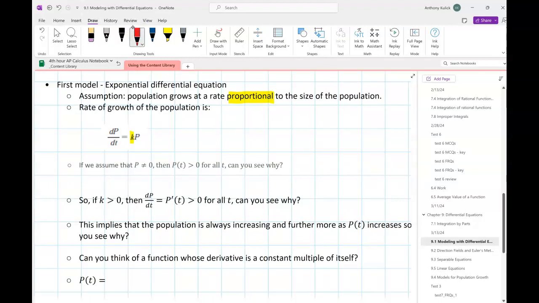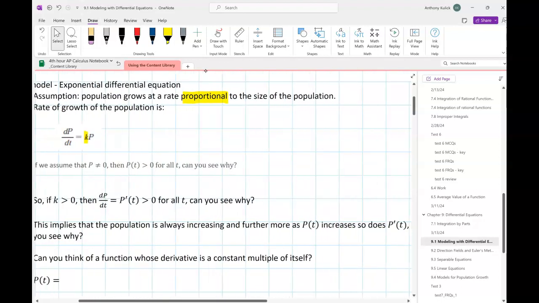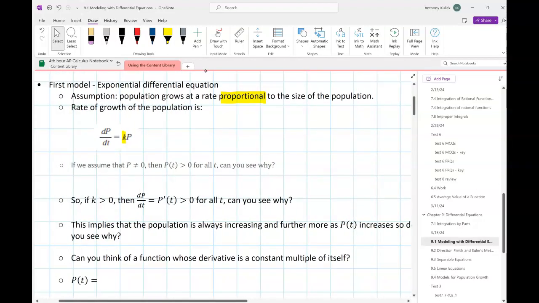So, assuming that this k is positive, then our rate of population change is going to be positive, right? Because we're assuming that P is greater than 0. So sure, then the derivative has to be greater than 0 because positive k times positive P is positive. Everybody cool? Okay. That implies that population is always increasing. And furthermore, as P increases, so does P prime or dP/dt. Does that feel okay there?